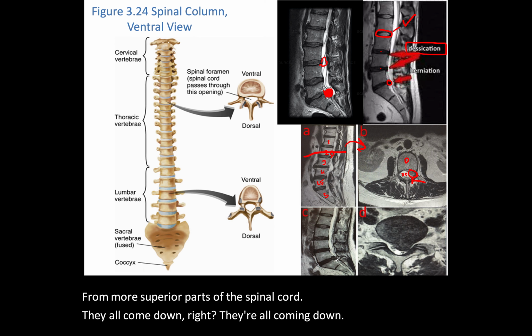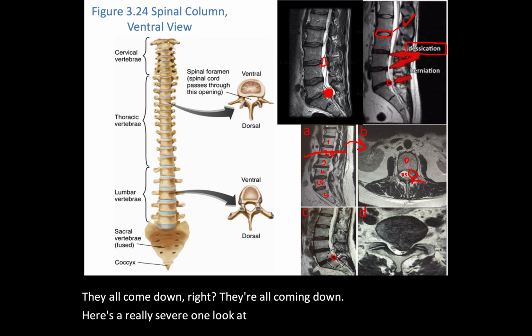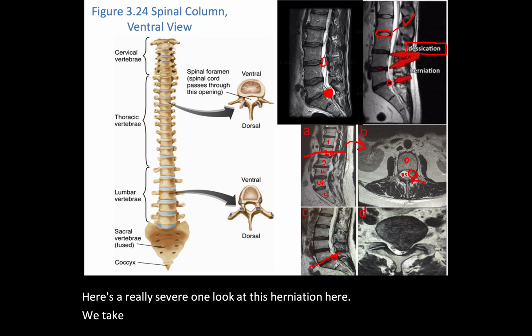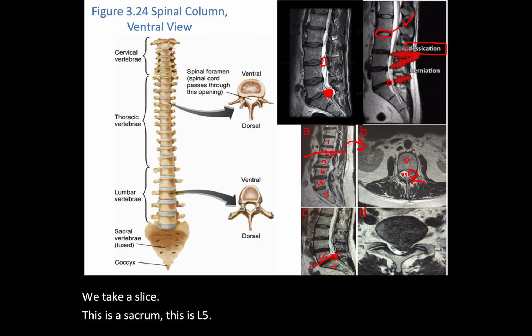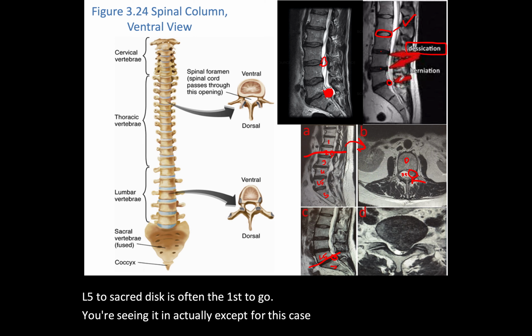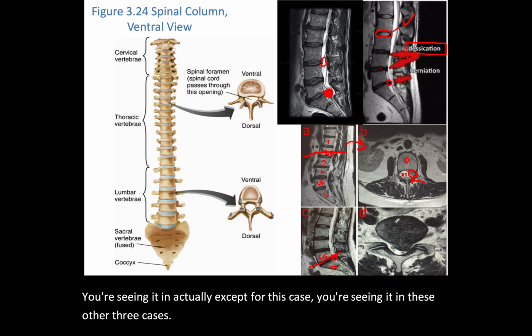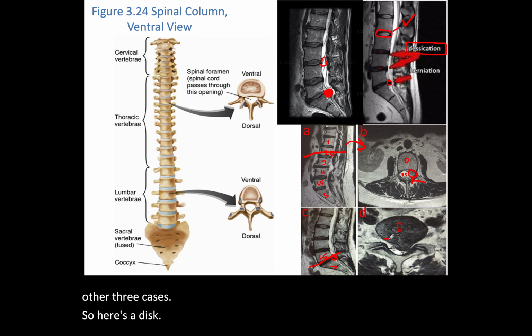Here's a really severe one. Look at this herniation here. We take a slice. This is a sacrum. This is L5. L5 to sacrum disc is often the first to go. You're seeing it in, actually, except for this case, you're seeing it in these other three cases. So here's the disc. It's supposed to end roughly there. But this is a herniation.